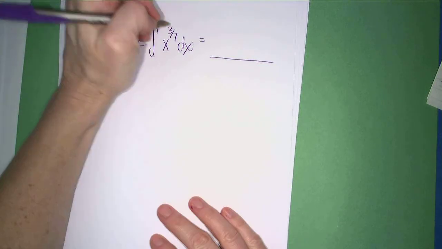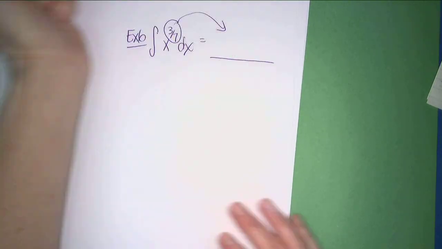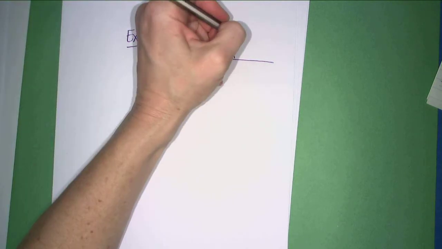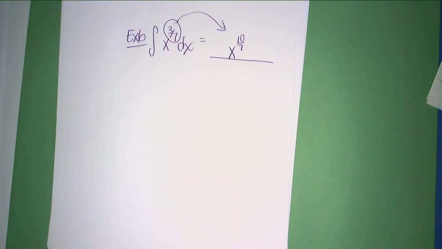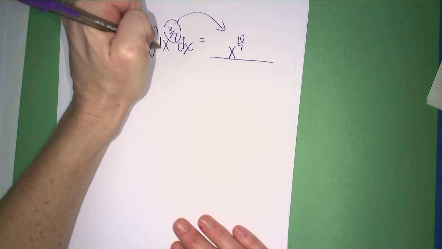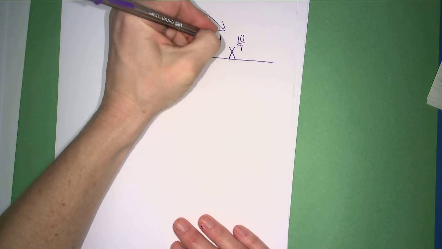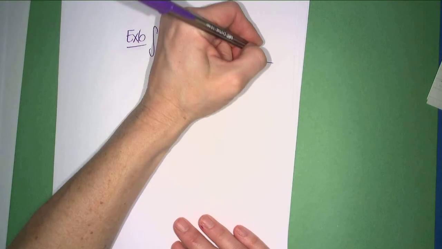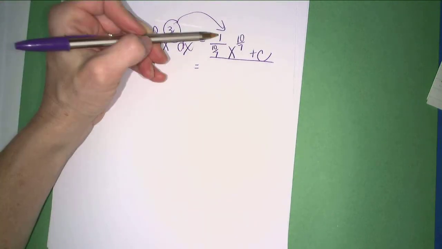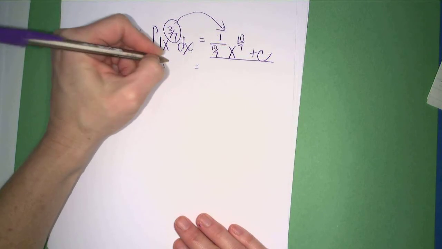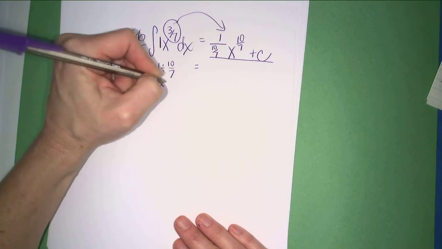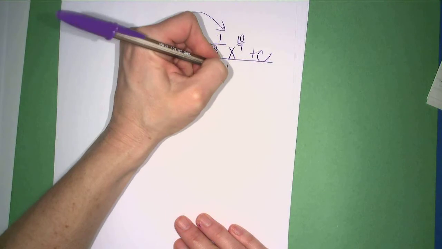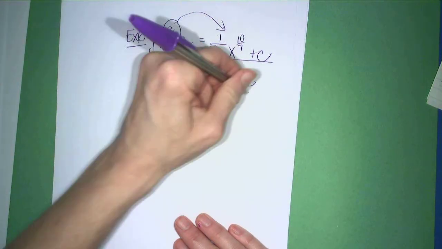So if I take my 3/7 and I add 1 to it, 3/7 plus 7/7 is 10/7. Then I take the current coefficient, which is 1, divided by this new exponent, 10/7, plus c. 1 divided by 10/7 is the same as 1 times 7/10. So my final answer, 7/10 x to the 10/7 plus c.